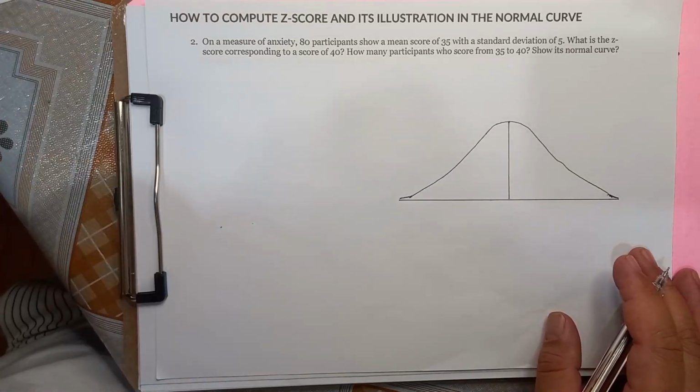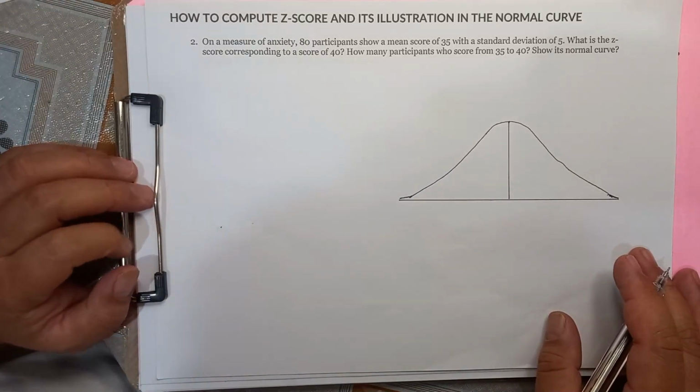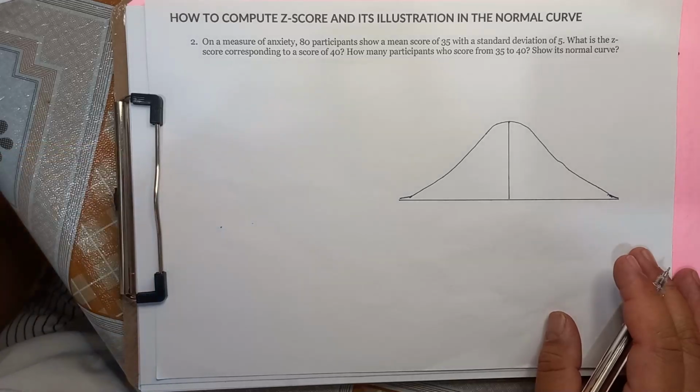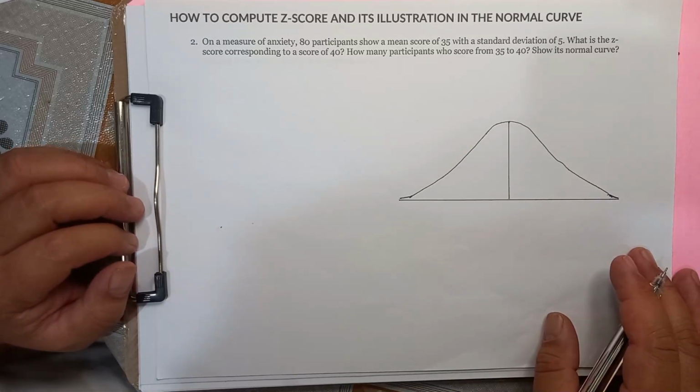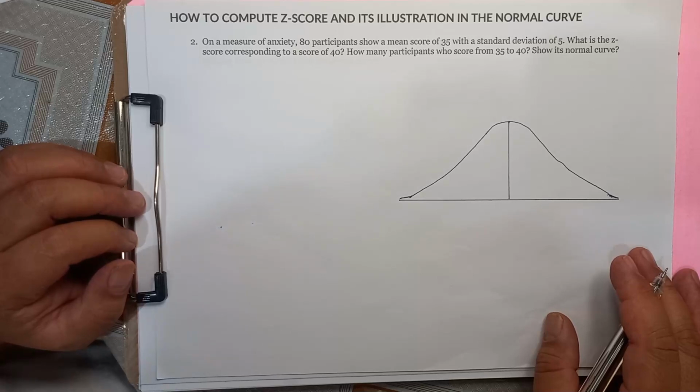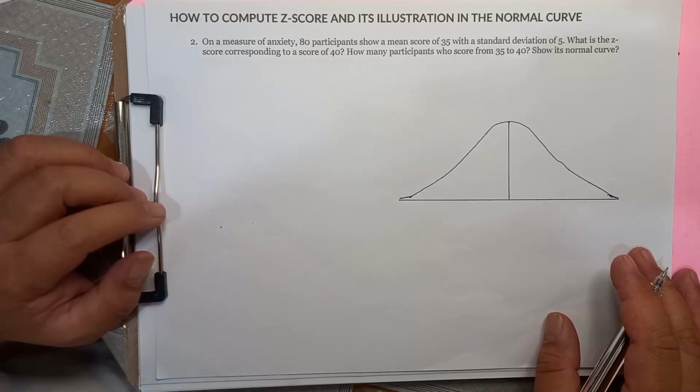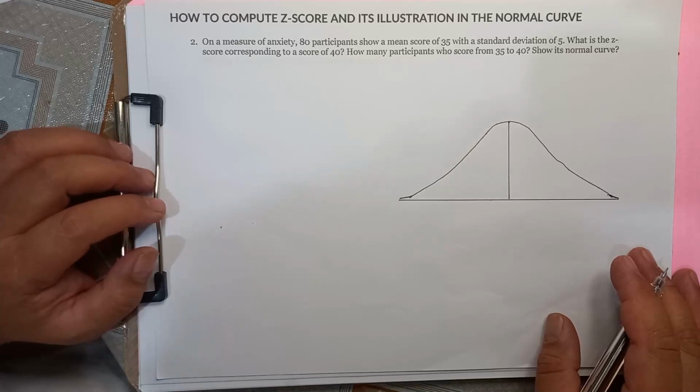On a measure of anxiety, 80 participants show a mean score of 35 with a standard deviation of 5. Now what is the z-score corresponding to the score 40? How many participants scored from 35 to 40? Now show its normal curve.